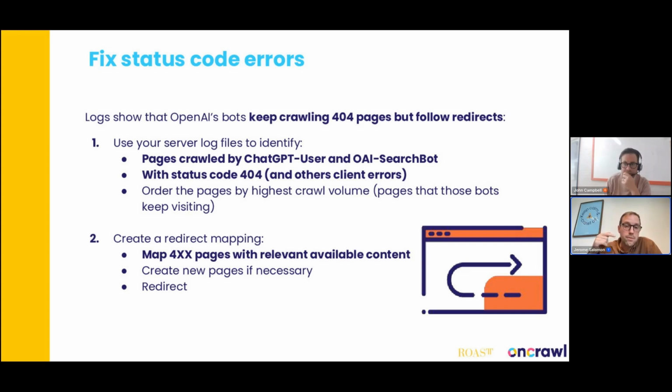If those pages are visited by ChatGPT-User, it's to answer somebody. And if OpenAI's search bot is visiting them, it's also to improve the search results. So what you can do is create a redirect mapping and redirect those 404s to relevant available content, or you can create a new page if necessary. Since OpenAI's search bot is not crawling that many URLs per day, and ChatGPT-User comes, and if the content is not available, it's not going to use that content to answer somebody. It needs that page to answer right now. So it's really a quick win you can do.